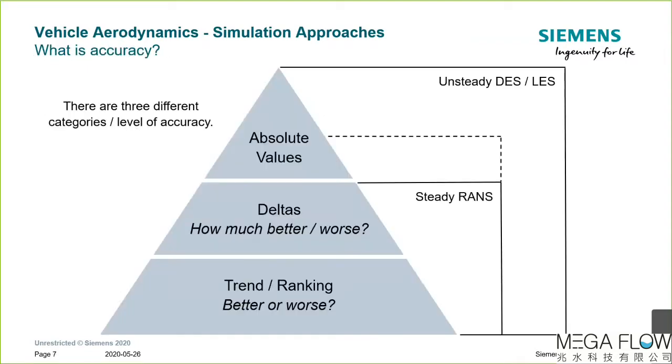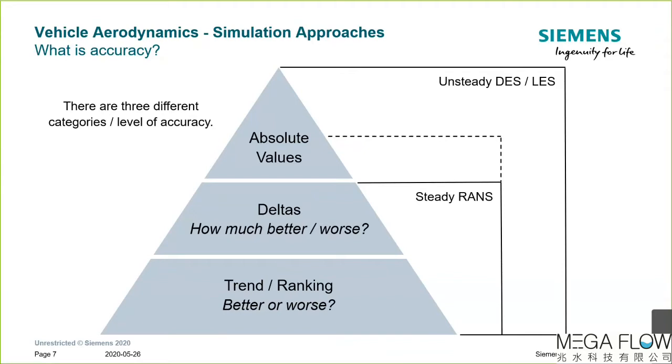So when we're talking about accuracy, the question is also, what is really accuracy, right? And in reality, there are three different levels, categories of accuracy. So starting with, let's say, the easiest one, well, to be honest, it's not always that easy, is basically the prediction of a trend or a ranking. So is your design change better or is it worse? On top of it is the delta prediction. So if you're changing something, how much better is it compared to the baseline? Or is it worse? How much? And the top is really the absolute value prediction.